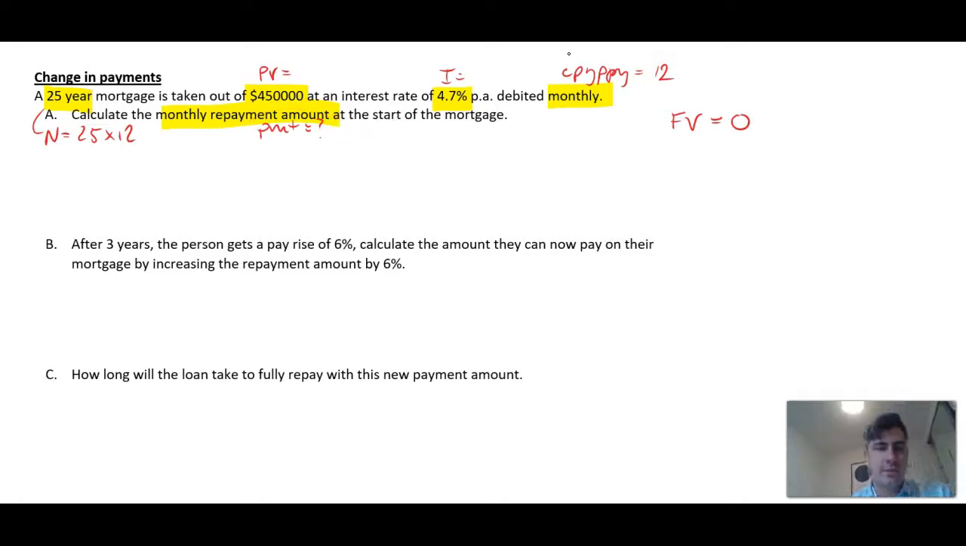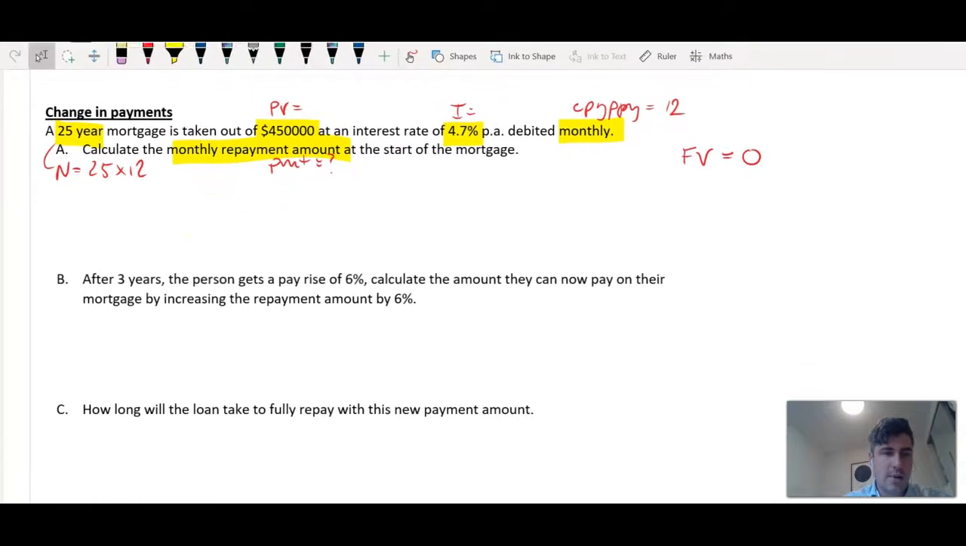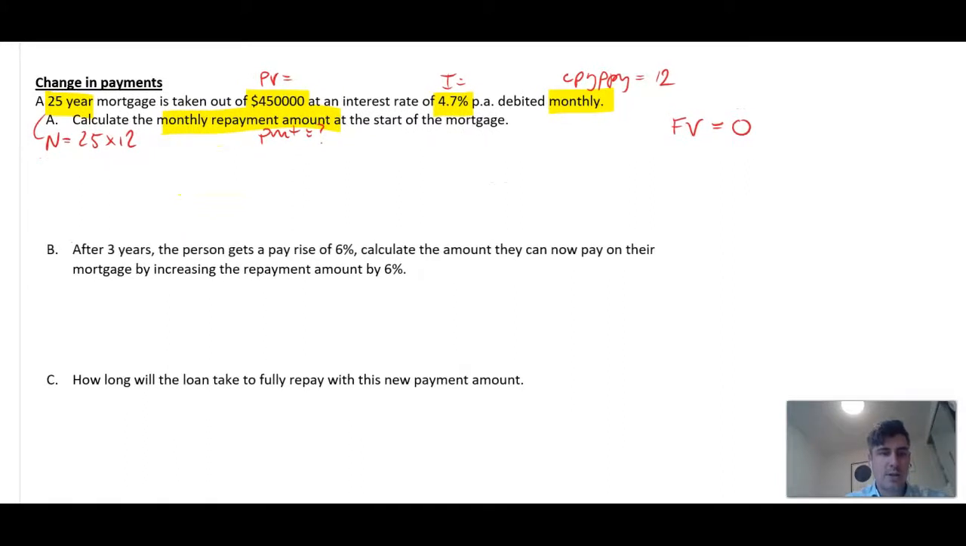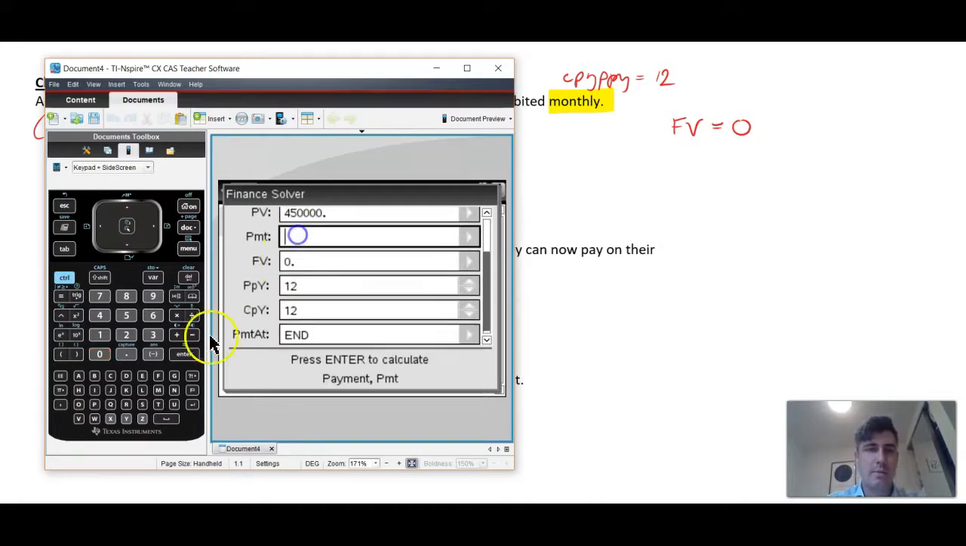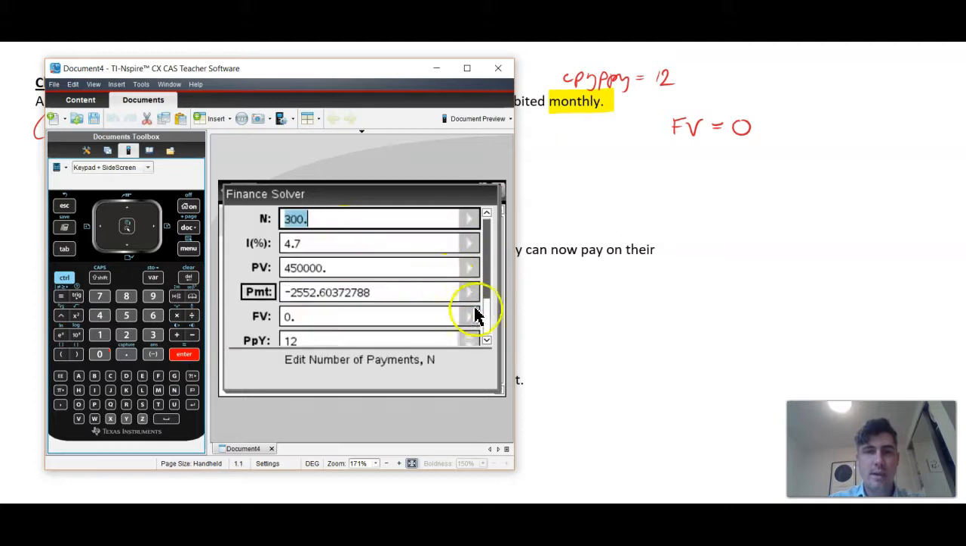All right, and then we're going to do it in Finance Solver. So anything where you've got this many things happening, like you've got your payments, you've got interest getting added on, you need to use Finance Solver to make things simple. If there's no repayments, then you don't need Finance Solver, but if there are repayments, then that's when you use it. So we've got 12 times 25, then we've got your 4.7, then we've got your 450,000. Now this has got to be positive because it's in the person's bank account. It's been given to them. PMT is the unknown, FV is 0, and PPY and CPY are 12. So if we hit enter, that's what we get.